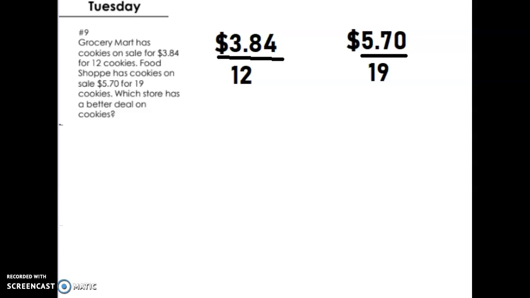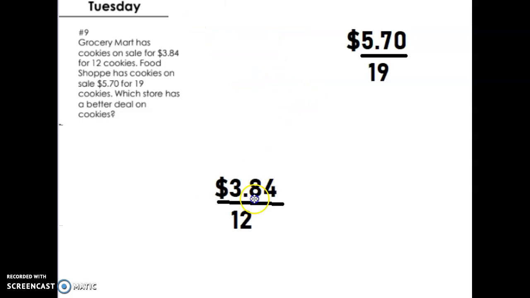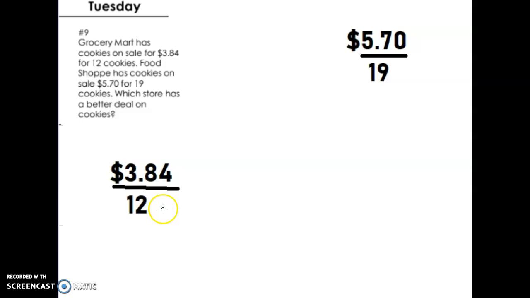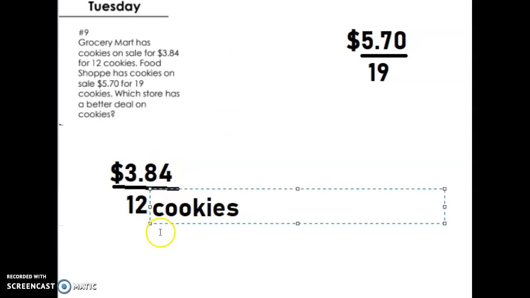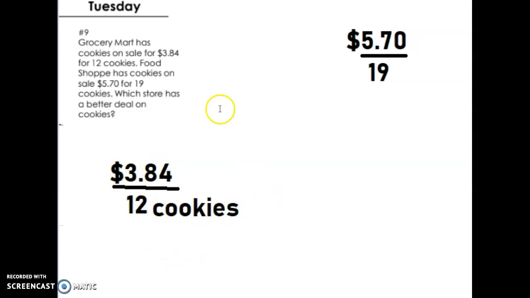Now, the best way to figure out how much each cookie costs, because this is price over cookies, right? This bottom unit is cookies. So what I'm going to have to do is take this top number and divide it by 12. Because remember, the whole point is to try to get your bottom number, which is cookies, to equal 1, right?